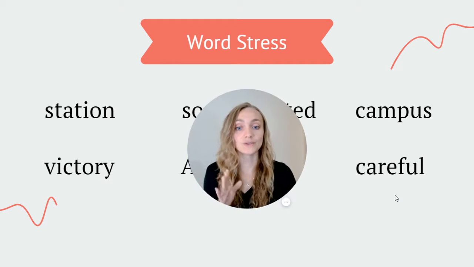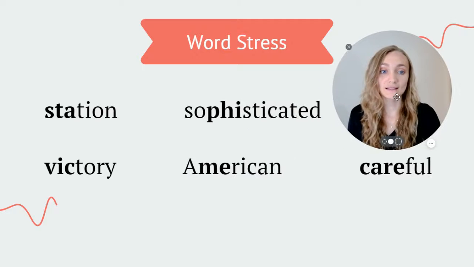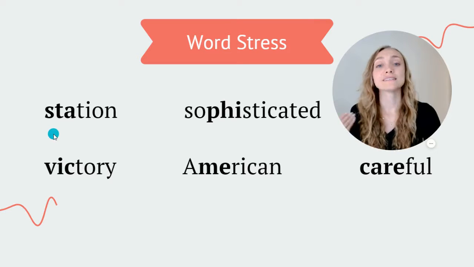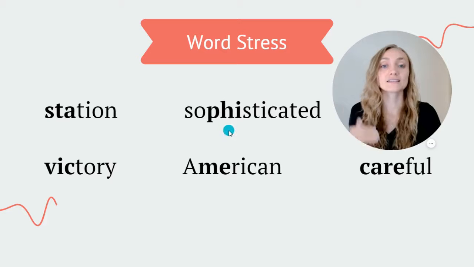All of these words have more than one syllable. They're broken up into different units based on where the vowels are in the words. And there is always one part, one syllable that is more important than the other. This is where we put the stress on the syllables. So station, not station, but station. Sophisticated, not sophisticated, sophisticated.